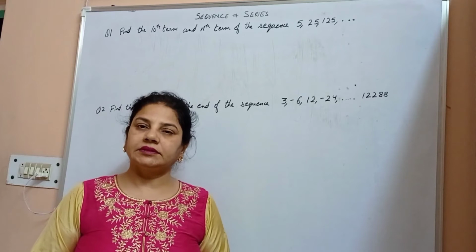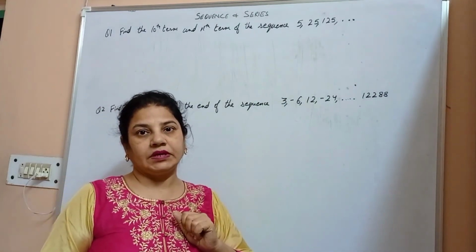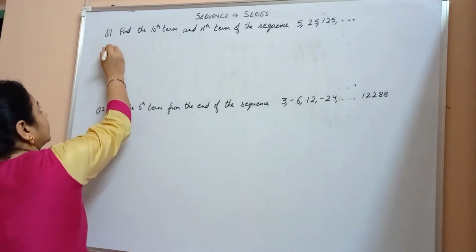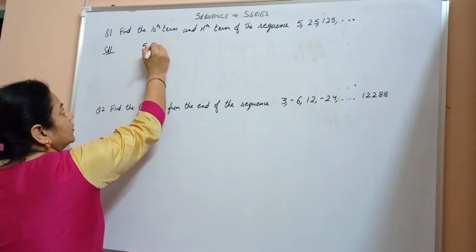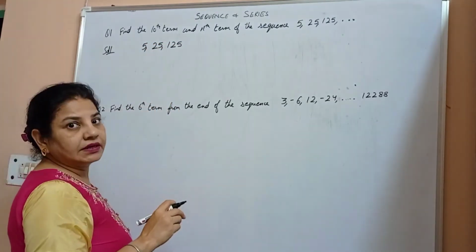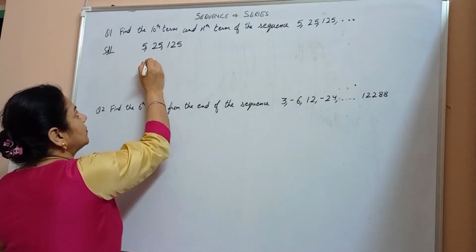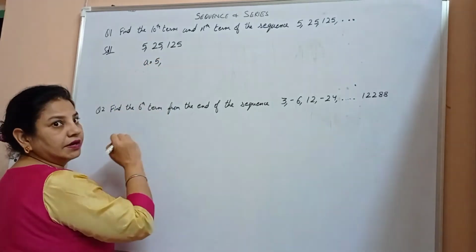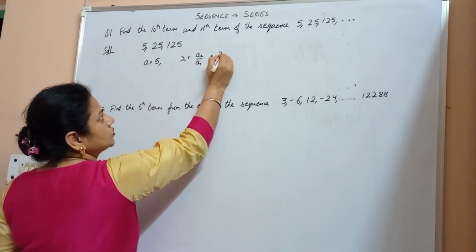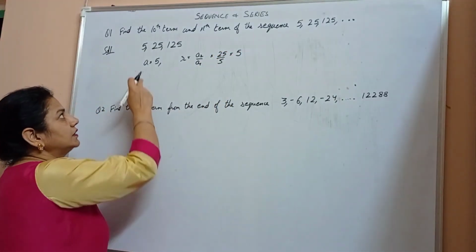Find the 10th and the nth term of the sequence 5, 25, 125. Since the sequence is in GP, we have 5, 25, 125. It is clearly observed that each term is multiplied by 5. In this case, my first term is 5 and the common ratio is a2 divided by a1, that means 25 divided by 5, which is equal to 5.